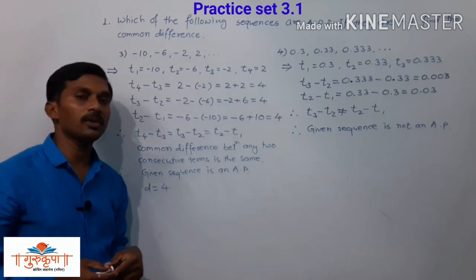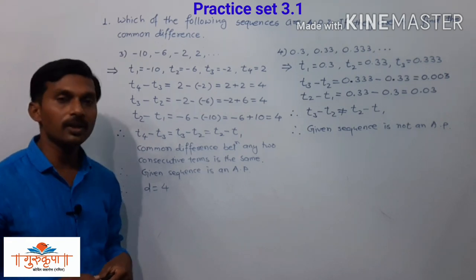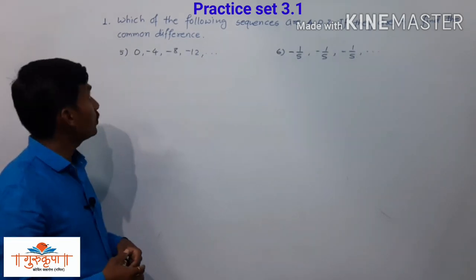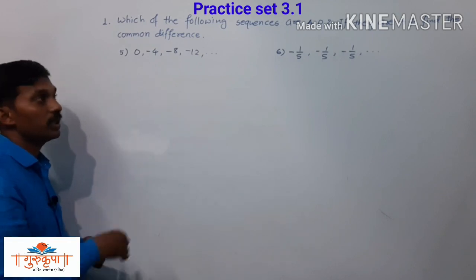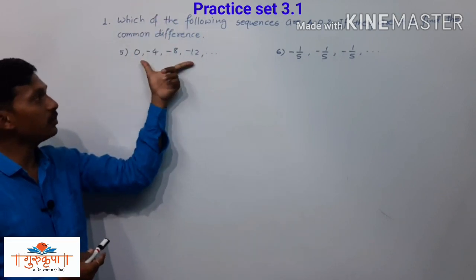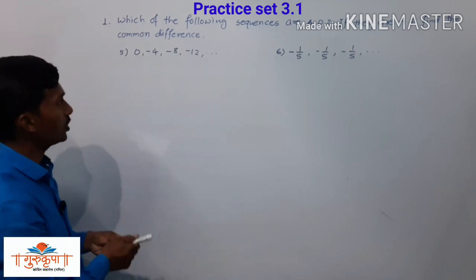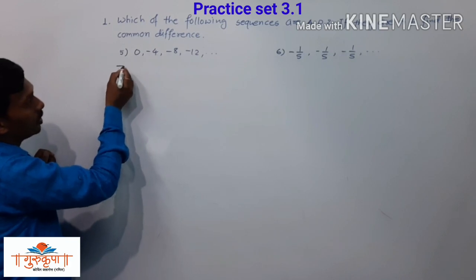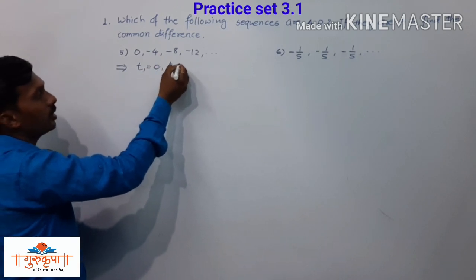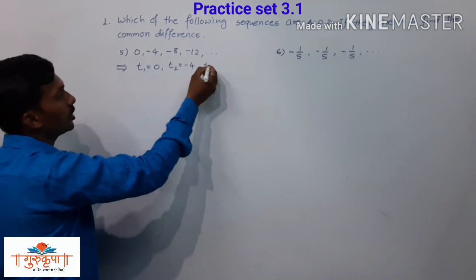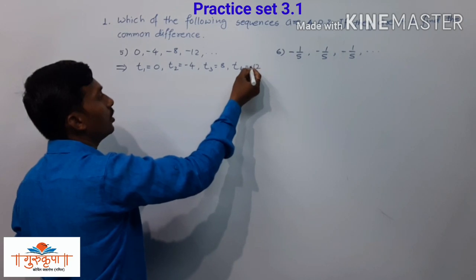So this is all about example number 4. Now we will take the next example, example number 5, from the first question of practice set 3.1. The question is the same: we have to determine whether the given sequence is an AP or not. If it is an AP, we have to find the common difference. Here we represent the terms of the sequence such that T1 is equal to 0, T2 is equal to minus 4, T3 is equal to minus 8, and T4 is equal to minus 12.